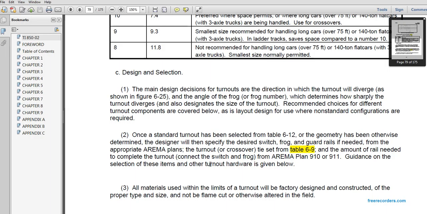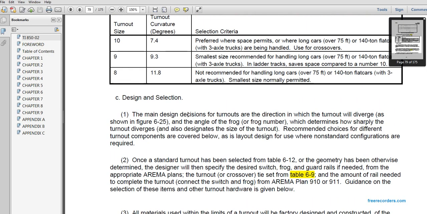See the design selection. The main design decision is the turnout direction. The direction in which the turnout will diverge is shown in Figure 6-25. The angle of the frog, or frog number, determines how sharply the turnout diverges, and also designates the size of the turnout. Recommended joints of different turnout components are covered below, as the layout of the design and use of the standard configurations are required.